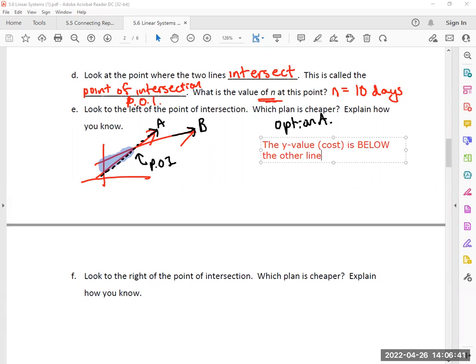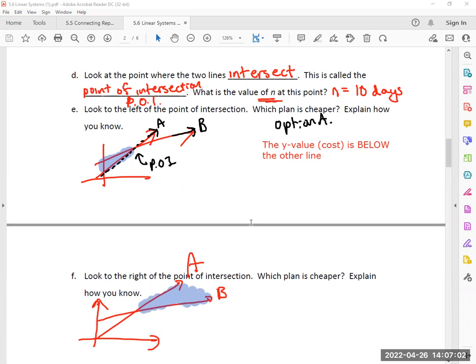In the same way, I can do that with the other. So here's one line, that's A. Here's the other line, that's B. And I want to look at the right portion of the point of intersection. Which plan is cheaper? Well, you can tell. Option B is cheaper. Why? The Y value, cost, is below the other line. So whichever is lower is the cheaper option. That sort of makes sense, doesn't it?